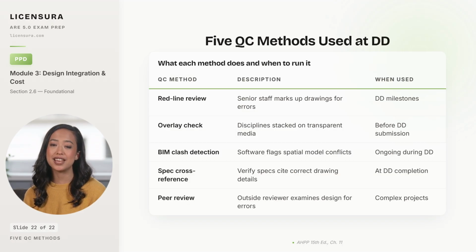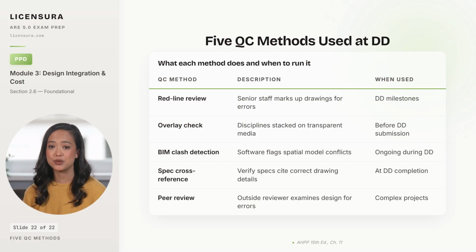5 QC methods that catch the most errors at DD, in roughly the order they run. Redline review puts senior staff in front of the drawings at every DD milestone with a red pen, looking for errors the production team missed, and the value depends entirely on the reviewer's experience, because a junior reviewer finds typos, while a senior reviewer finds the missing fire-rated door schedule. Overlay check prints the disciplines on transparent media and stacks them physically to find conflicts, which is a low-tech approach that still catches things BIM misses, especially at the dimensional level.